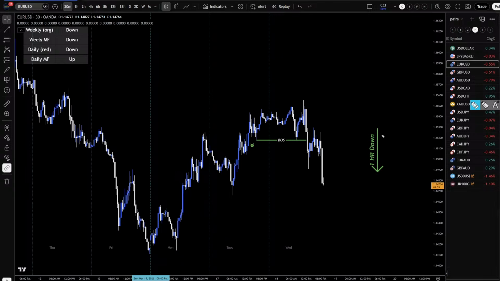So before this news came out, we had this break of structure to the downside.